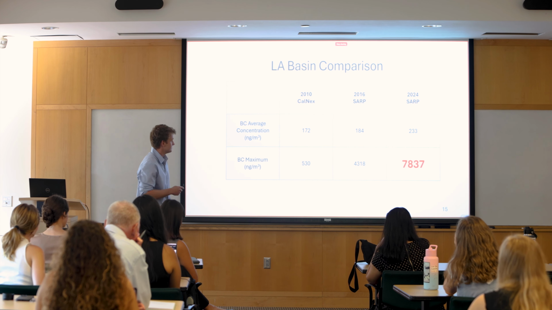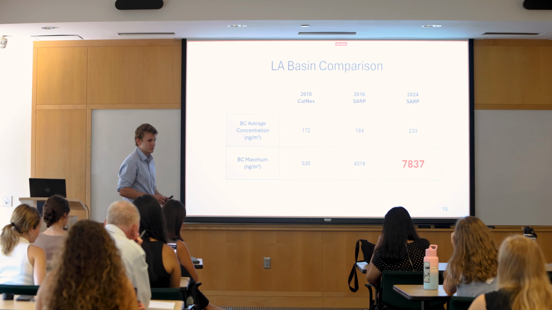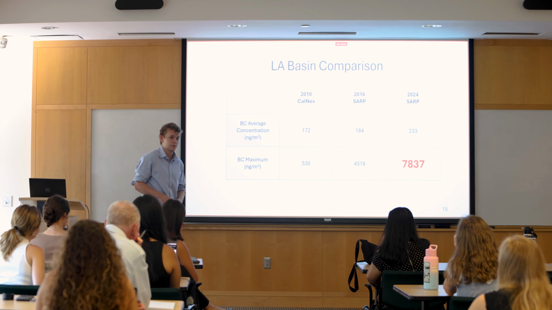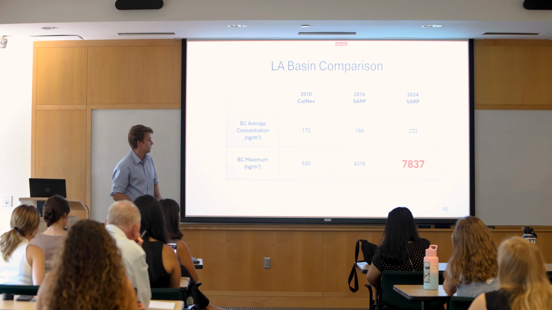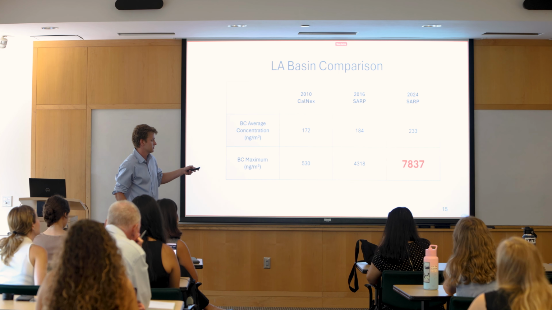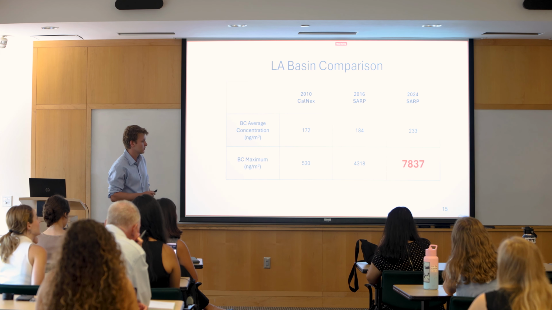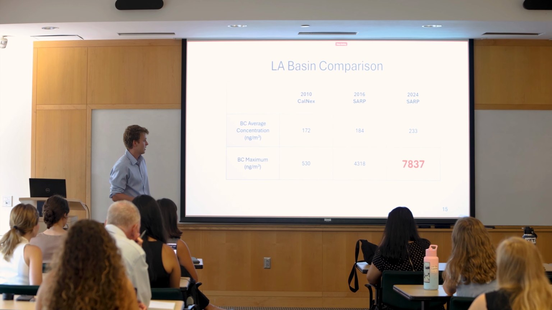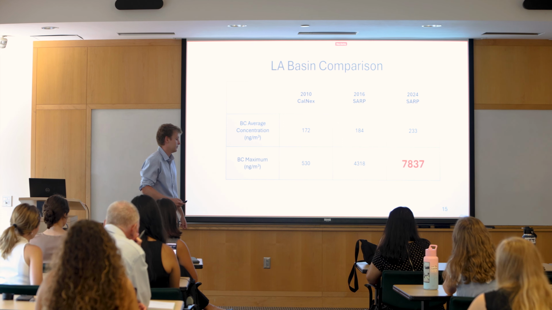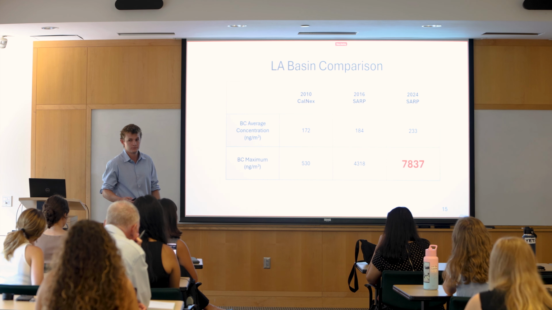Maximum, on the other hand: in 2010 we see a maximum of 530 nanograms per cubic meter, and in 2016 we see a maximum of 4,318, so a giant increase. And then by 2024 we're seeing a maximum of 7,837 nanograms per cubic meter.